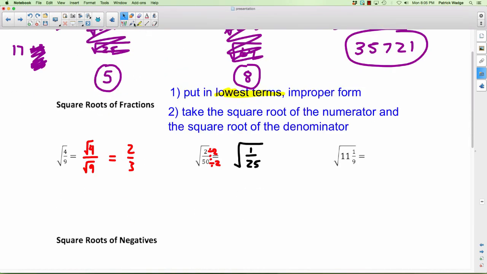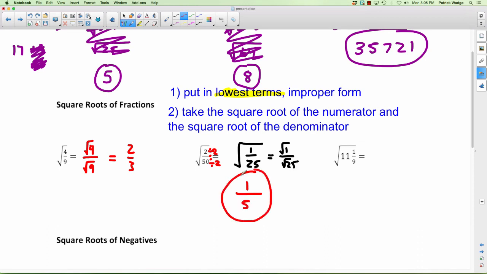So remember, if you want, you don't need to show this step, but what we have written here is the same as the square root of 1 divided by the square root of 25. You take the square root of the top, you take the square root of the bottom. So what's the square root of 1? What number multiplies by itself to give 1? 1. What number multiplies by itself to give 25? 5. 5 times 5 is 25. So that's your answer.